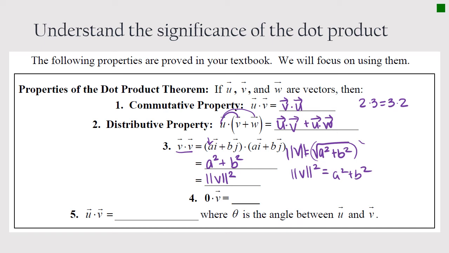And then if you have the zero vector dotted with any other vector, it's always going to be 0. And then here's another really cool thing that you might not know.